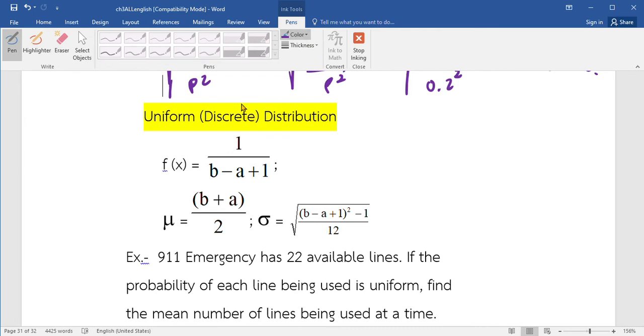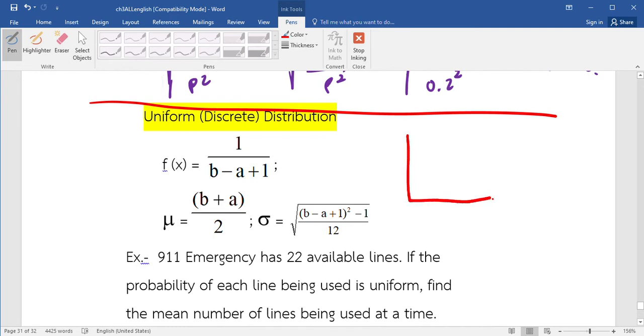Okay, I'm going to finish with the last type of distribution. The last type of distribution is called uniform distribution. When you talk about uniform, you think about what? Same form, right? Everything is the same. Uniform distribution is a distribution that has equal probability over some values of x. In uniform distribution, x has equal probability.